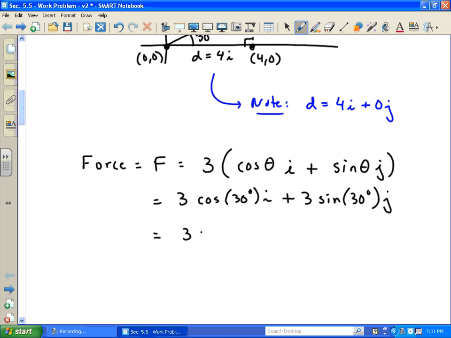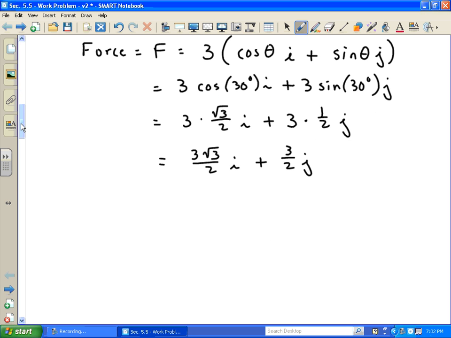Cosine of 30 degrees is the square root of 3 over 2. And then over here, sine of 30 degrees is 1/2. And so I'm able to get these constant multiples of i and j. So I've got 3 square roots of 3 over 2 i plus 3/2 j. And that is my force vector in terms of i and j. Okay, now the reason I needed to find that is I needed the horizontal and vertical components off of that particular vector.